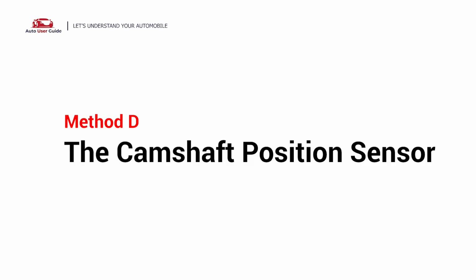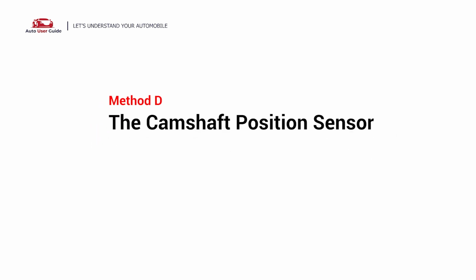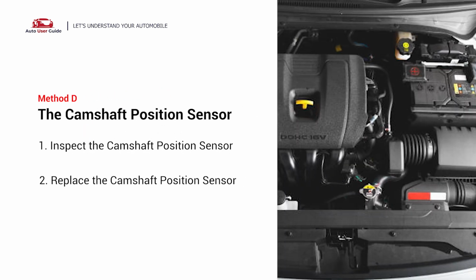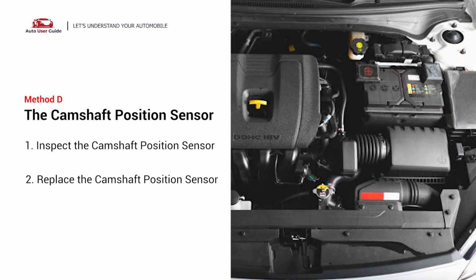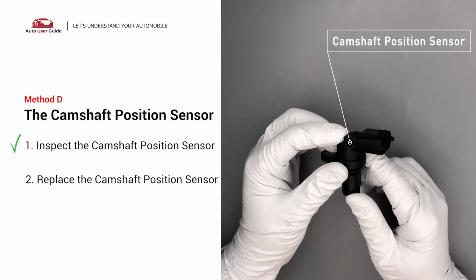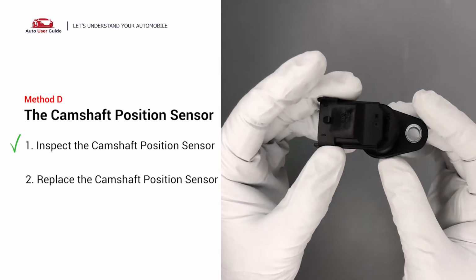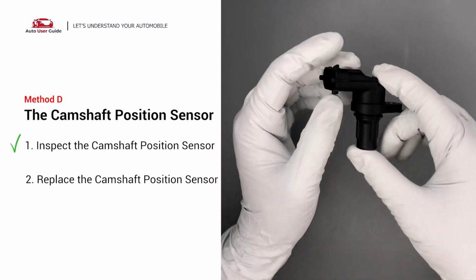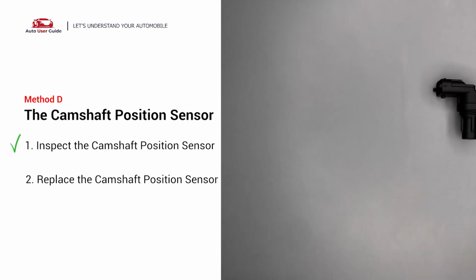Method D, the camshaft position sensor. The camshaft position sensor is typically located in the valve cover near the top of the engine, or it may be positioned at the front or rear of the cylinder head. Begin by carefully removing the camshaft position sensor from the vehicle. Inspect it visually to ensure it hasn't been contaminated by leaks from other engine components.